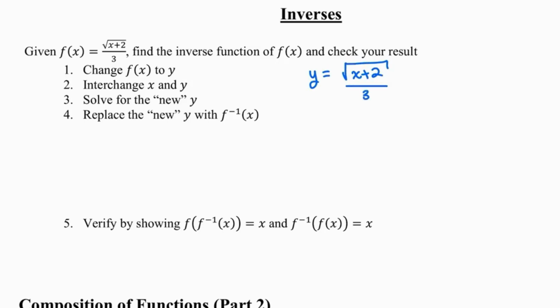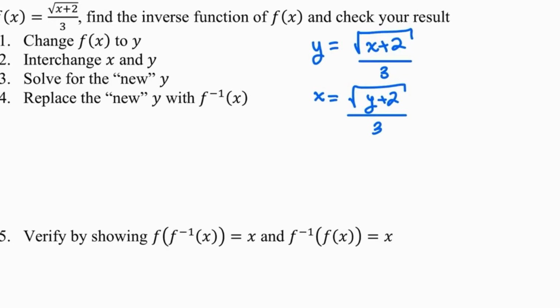Then it says to interchange x and y. So literally replace y with x and x with y. Now, why do we do that? Well, inverses are taking a function and reflecting it along the line y equals x. So if we're reflecting along the line y equals x, then we replace or interchange those two.